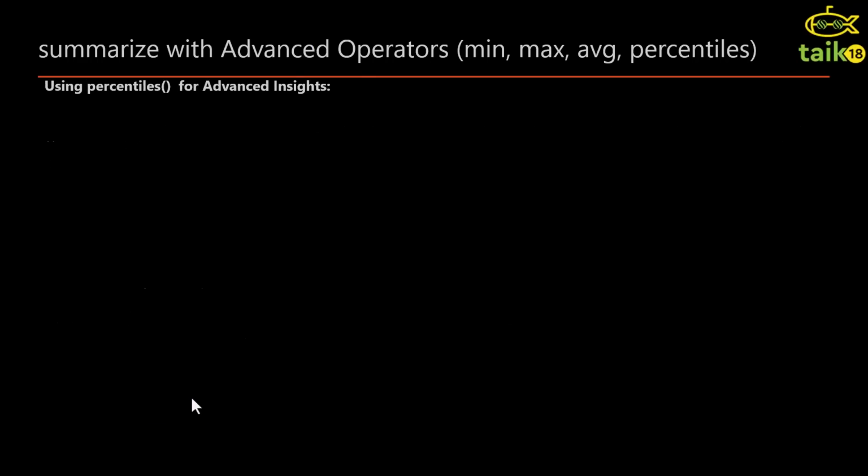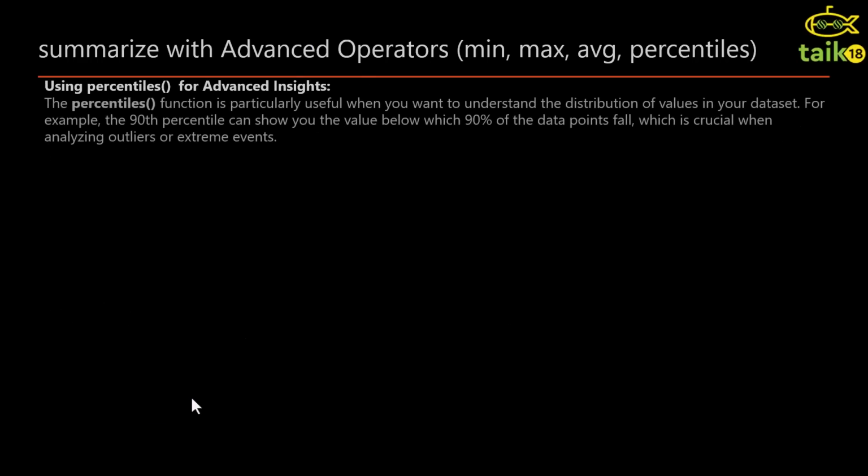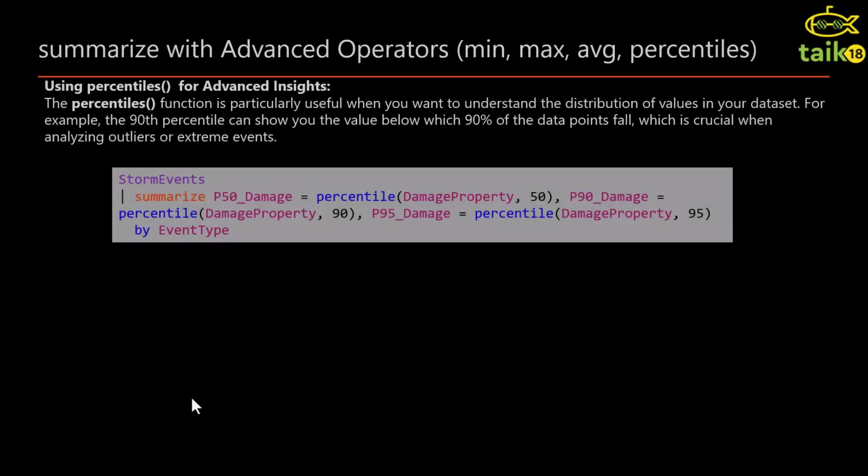Now, using percentile for advanced insight. The percentile function is particularly useful when you want to understand the distribution of values in your data set. For example, the 90th percentile can show you the value below which 90% of the data points fall, which is crucial when analyzing outliers and extreme events. I will repeat again: the 90th percentile can show you the value below which 90% of the data points fall, which is crucial when analyzing outliers and extreme events.